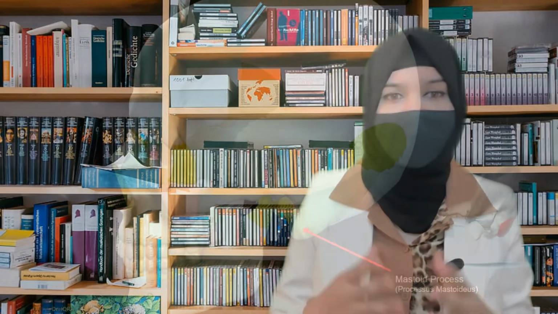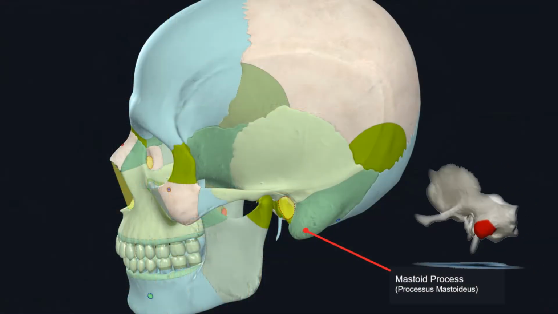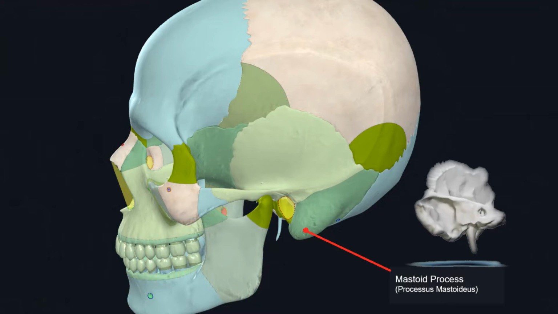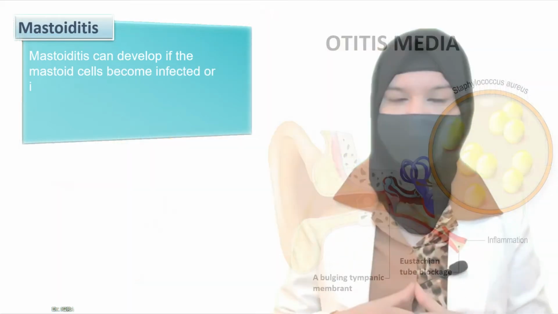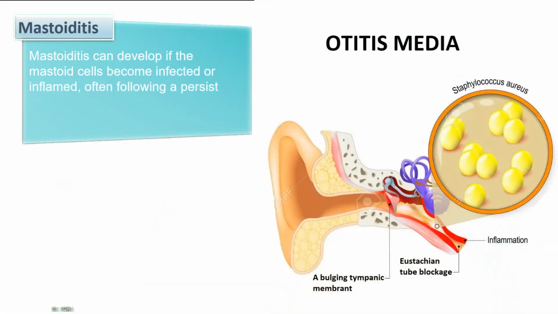So next we have the mastoid process. It's a conical projection that lies at the base of the mastoid area. The interesting and important clinical fact about the mastoid process is that infection spreading from the inner ear to the mastoid process leads to mastoiditis, which is a complication of the ear infection we also call acute otitis media.